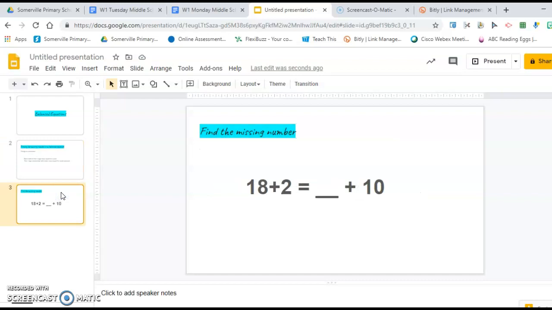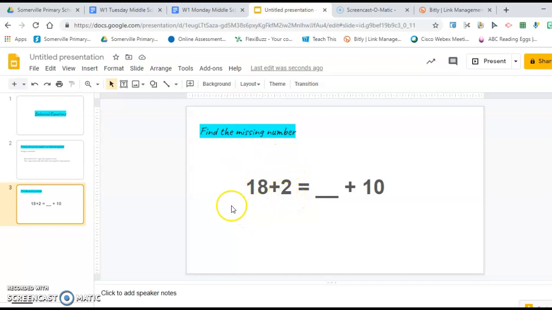Okay, so we're looking at finding the missing number in our balanced equation. So our balanced equation is 18 plus 2 equals something plus 10. Okay, so the very first thing you have to do is find out the value of this side of the equation. So 18 plus 2, well, we know our fact's 20, and we know that this equals 20.